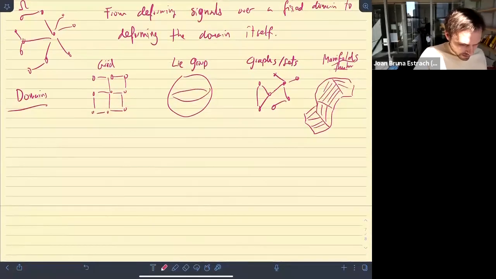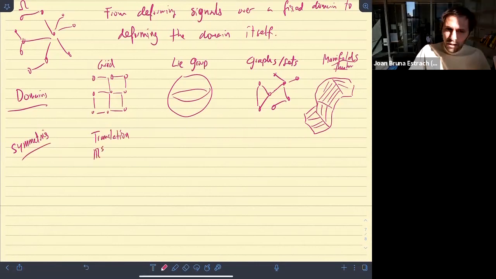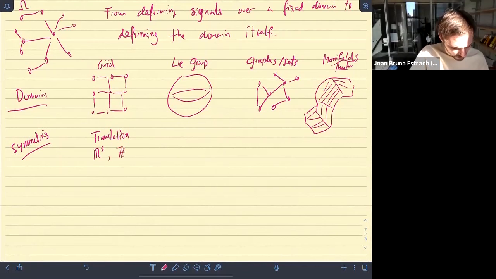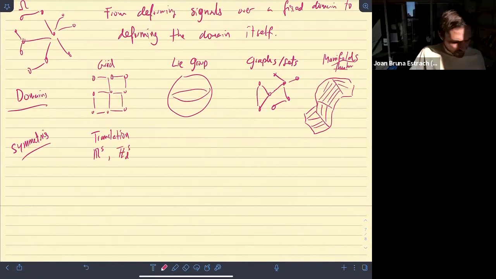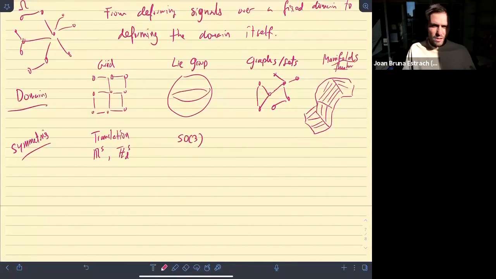And so we can have a notion of symmetries on these domains. In the case of the grid, this is the translation group, which we can model as groups: in the case where I have infinite resolution it is R, or we can have cyclic groups. In the case of Lie groups, for example general groups, the group of symmetries is a bit more general. For example, in the case of the sphere, this is the group of all the rotations that leave the sphere invariant.